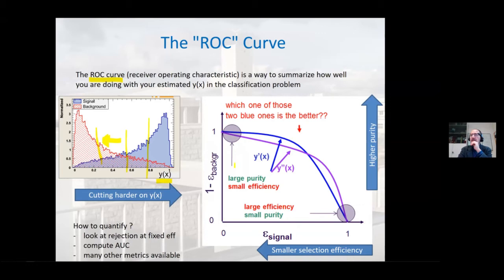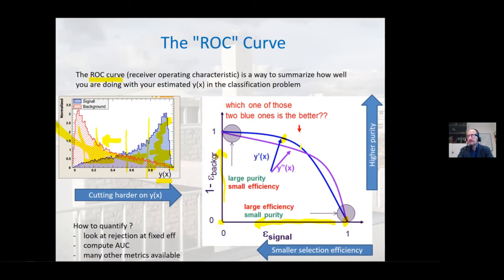This is basically the integral from a certain value to one of the two densities for signal and background. So for any point here, you will have a certain integral of the signal and a certain integral of the background. And there you can put a point in this curve. So you will create a curve, and this curve will have efficiency one if you're not cutting, but then you have no rejection for the background. And as you decrease the efficiency, you increase also the discrimination power. So you decrease the number of background events that you retain.